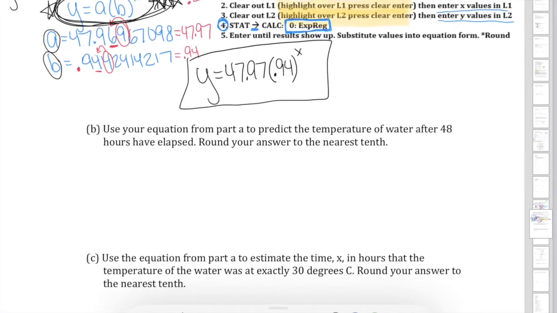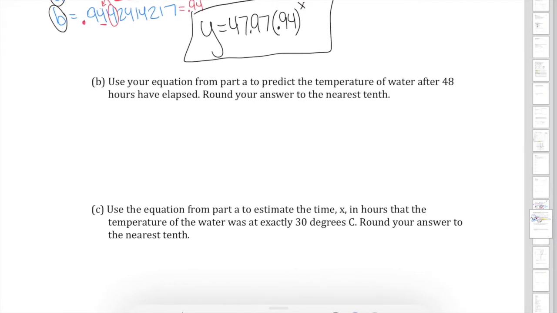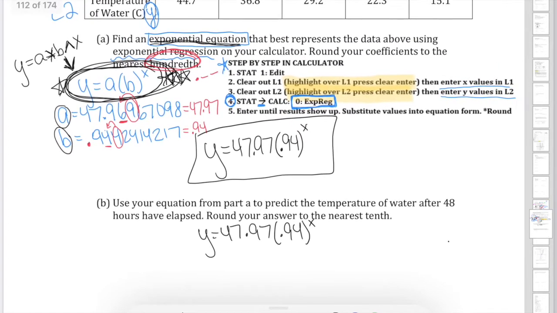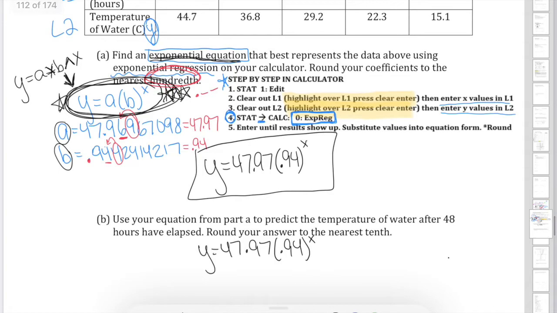Okay, now having that correct in part A is so important because we're now going to use it for parts B and C. So part B says use your equation from part A, so right away all I'm going to do is bring it down. Y equals 47.97 times 0.94 raised to the x. So use your equation from part A to predict the temperature of water after 48 hours have elapsed.